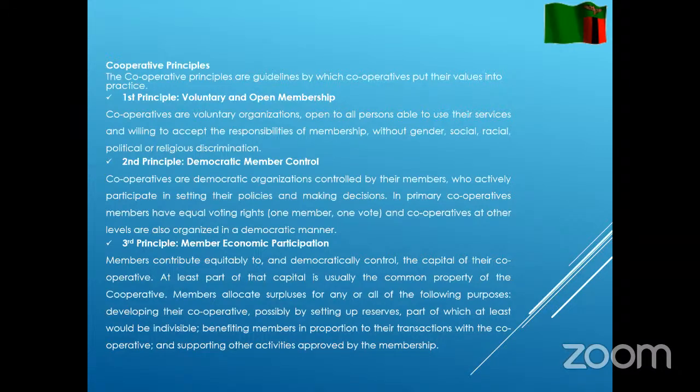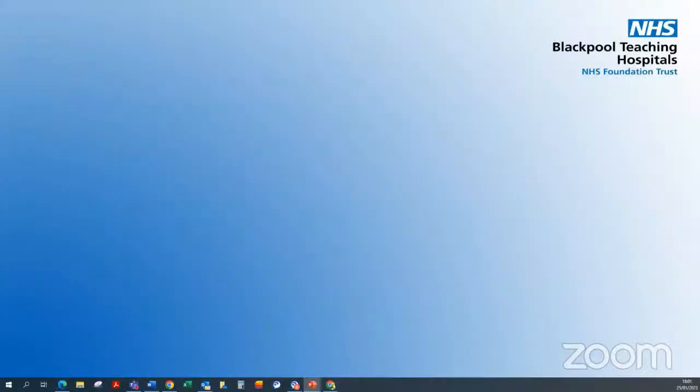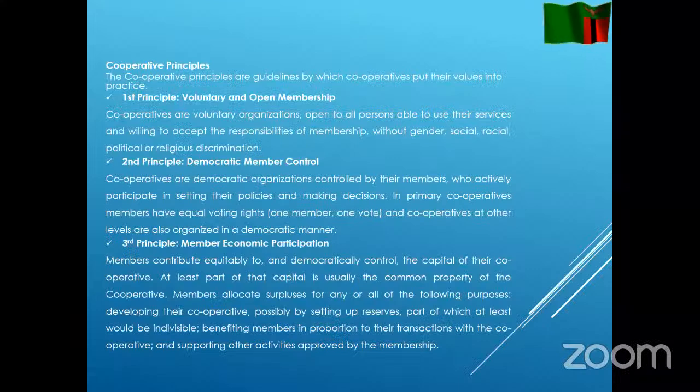So the first one is voluntary and open membership. There's no segregation based on whether you are a woman, your social belonging, your racial belonging, political or religious discrimination. Because we have this common felt need, we don't look at all those aspects of tribe, political affiliation, and the like.